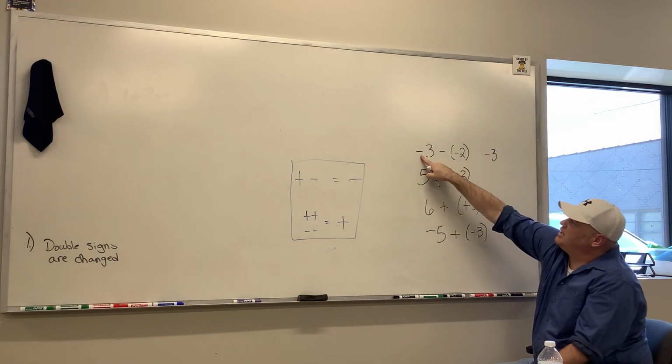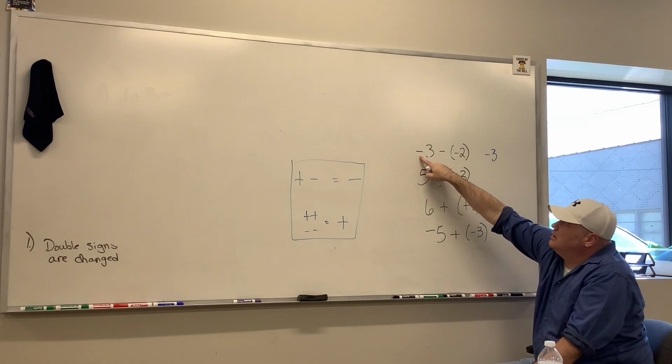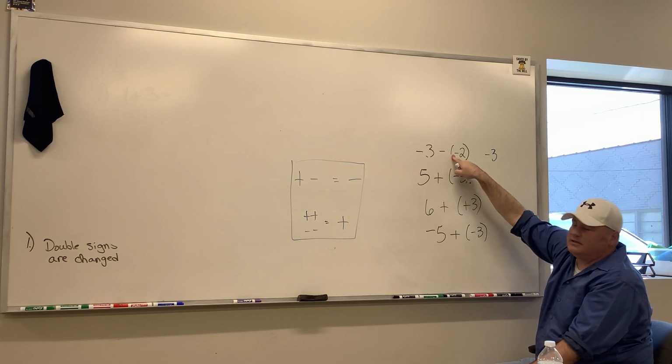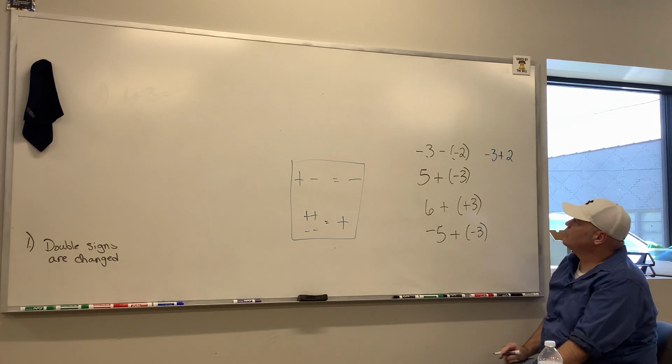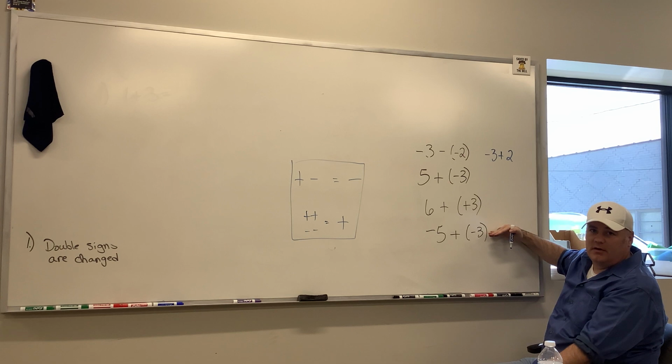Now, this one's not changing. That's not a double sign. So don't change that one. That is not a double sign. This is your double sign. And because they're the same, it's going to become +2. Okay? Then before I solve that, like I said, you can go through and do this step first.